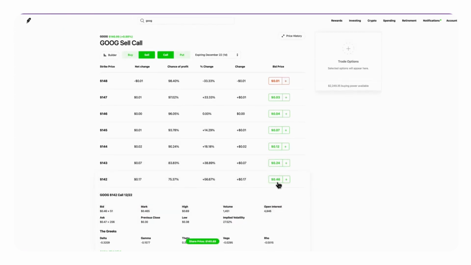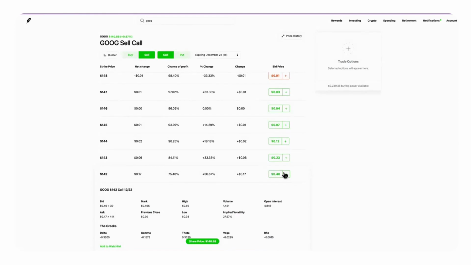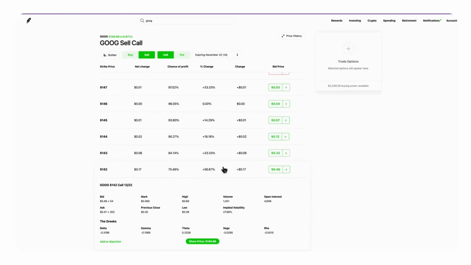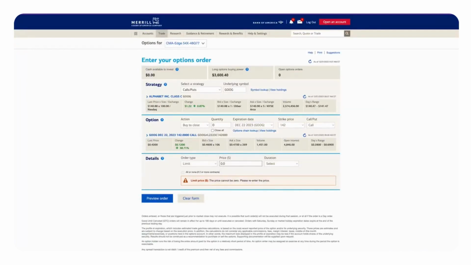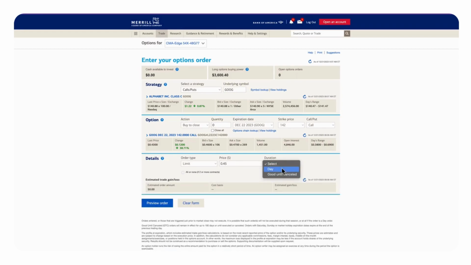I had the 142. So right now it's bidding at 46 cents, or $46 total for a contract. I had a previous close of 30 cents, a high of 69, and a market of 47. So I think it's safe to say that if we put in 45, 46, we would probably get called on that one. So let's go ahead and just do a close for 45 at a limit price, 0.45. We're going to do that for today.